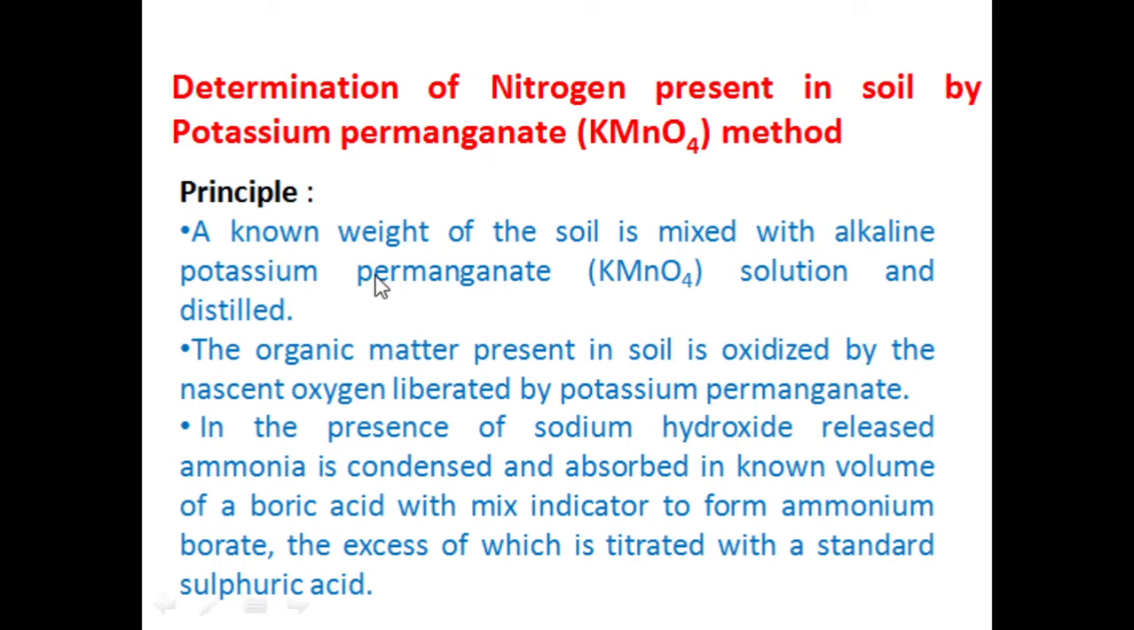For this, a known weight of soil is mixed with alkaline potassium permanganate. You can take any known weight, but you have to note down the weight of the soil, and mix it with potassium permanganate solution and distill. The KMnO4 solution and soil are mixed and distilled. What happens to the organic matter in the presence of alkaline KMnO4? When it is heated to distill, the organic matter gets converted into ammonia.